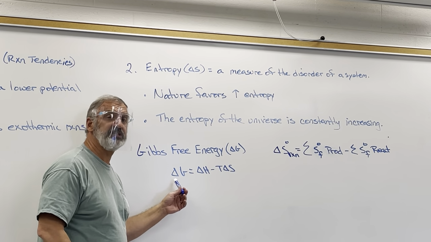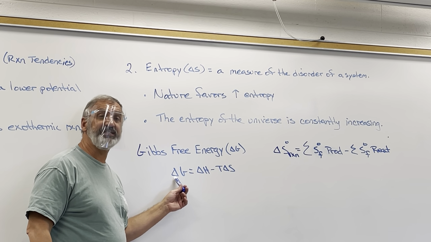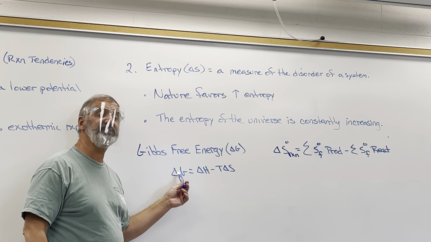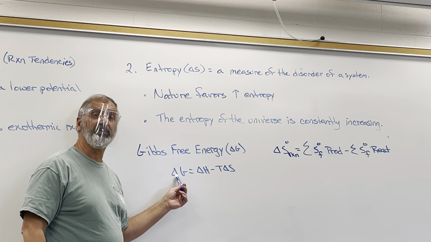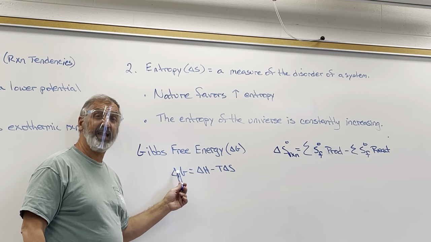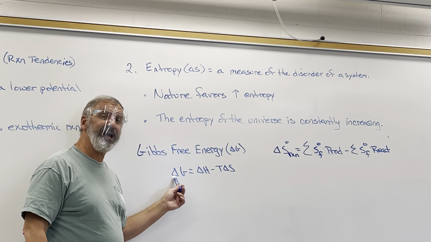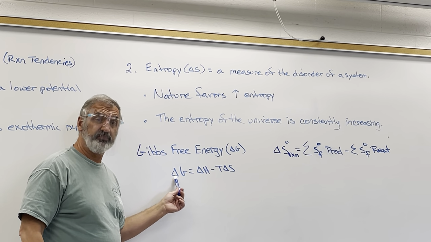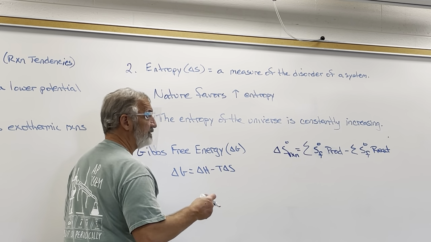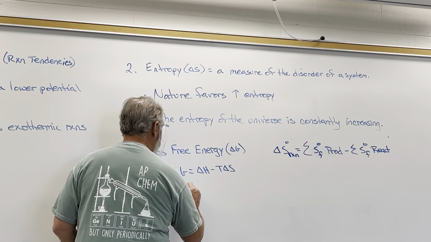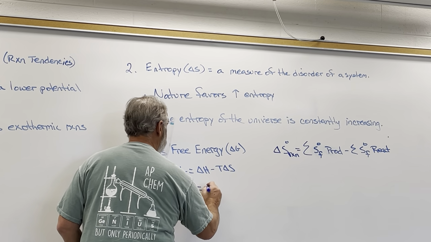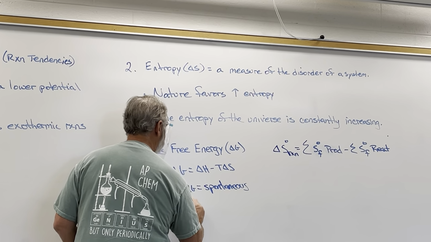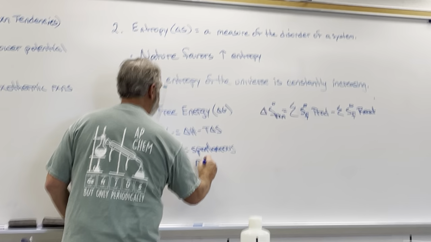But delta G is the ultimate determiner. If delta G is negative, the reaction occurs. If delta G is positive, the reaction doesn't occur. If delta G is negative, we say it's thermodynamically favorable. It's spontaneous. It happens. If delta G is positive, it's thermodynamically unfavorable. The reaction doesn't happen. Okay? Ever. As written. So a negative delta G equals spontaneous. A positive delta G is equal to non-spontaneous.